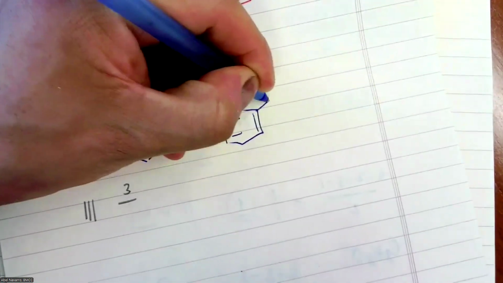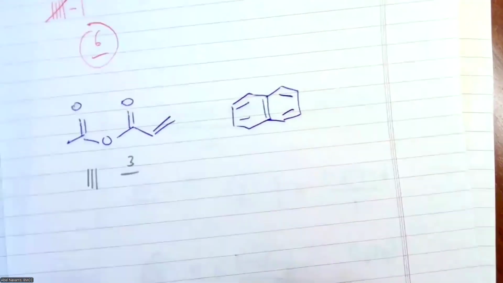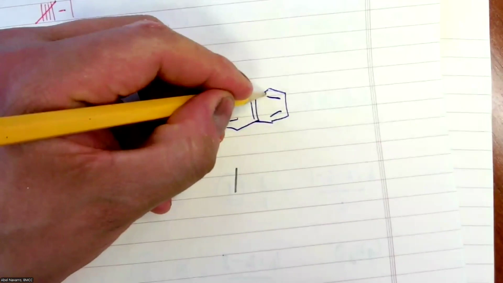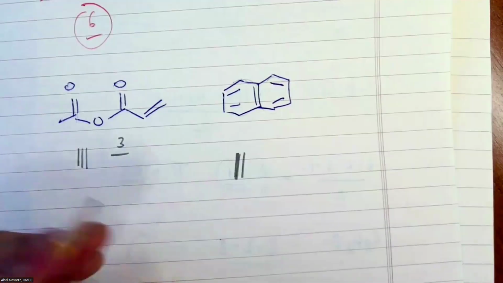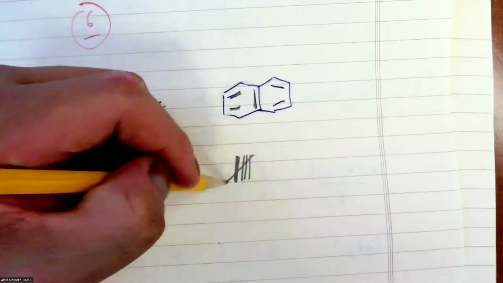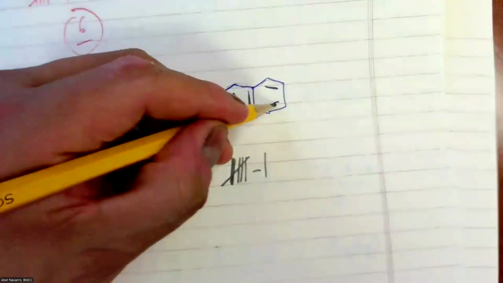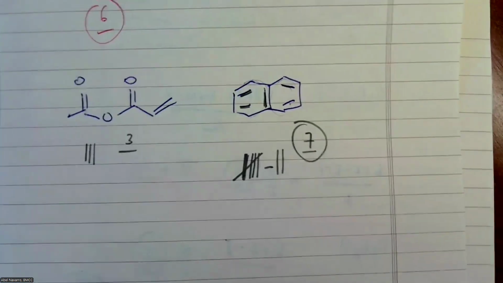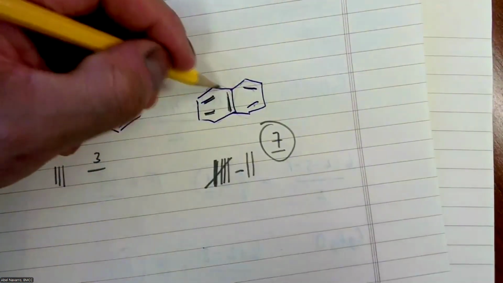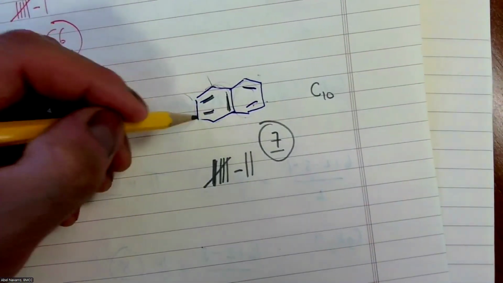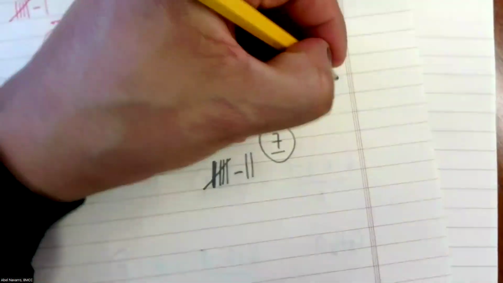Another one. Oh, well, fused rings. Let's see. Why not? 1 ring, 2 rings. Oh, my bad. This double bond, 3. This double bond, 4. This double bond, 5. This double bond, 6. This double bond, 7. 7 DUs. Okay, let's test it. C10. H's, 1, 2, 3, 4, 5, 6, 7, 8.